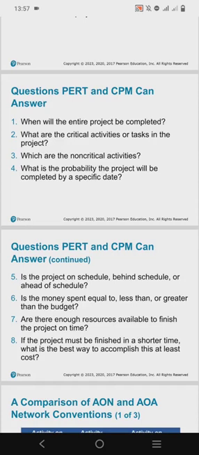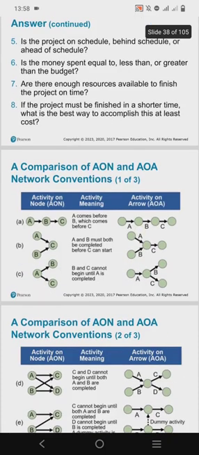So when will the entire project be completed? What are the critical activities or the tasks that are in this project? Which of the activities are non-critical, and what is the probability that the project will be completed by a specific date? So these questions are self-explanatory. Now, the PERT and CPM both utilize a network diagram to represent the flow of tasks and their dependencies.